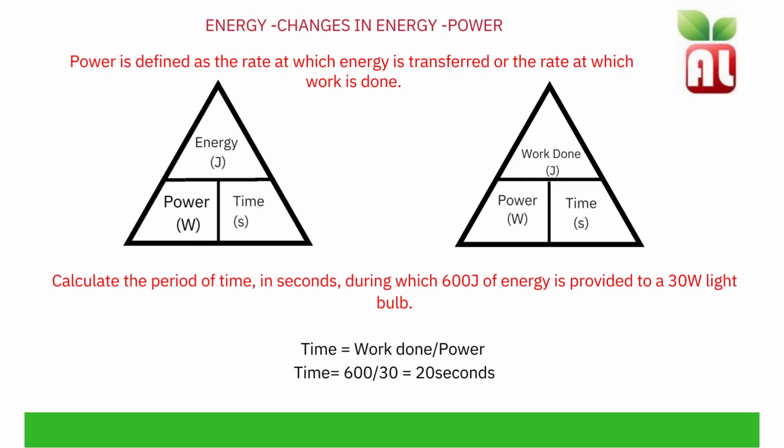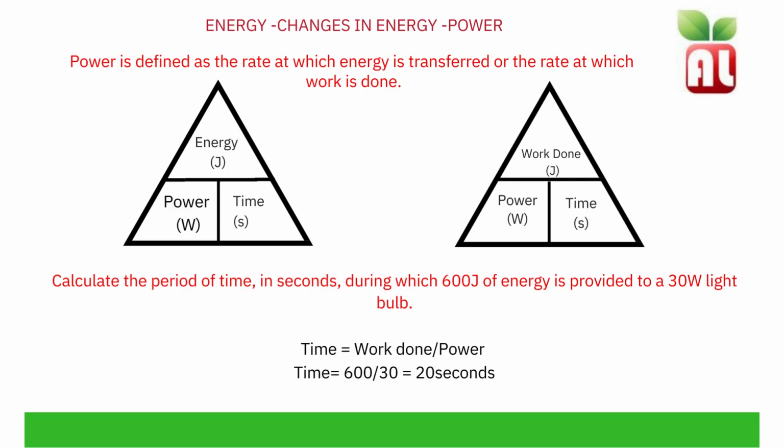Changes in energy, power. Power is defined as the rate at which energy is transferred or the rate at which work is done. Power equals energy transferred per second. Therefore, to calculate power, you're doing energy in joules divided by time in seconds, or work done in joules divided by time in seconds. These equations are not on the physics equation sheet.